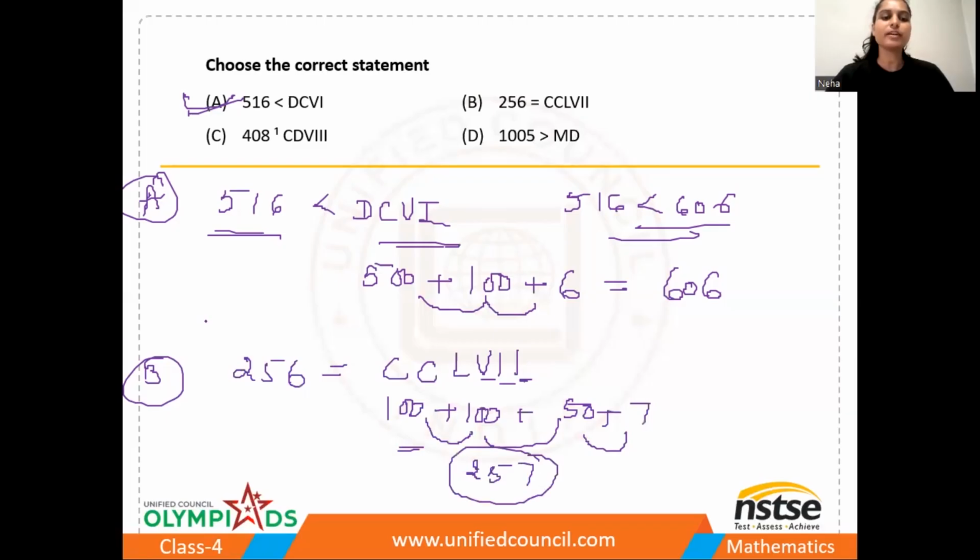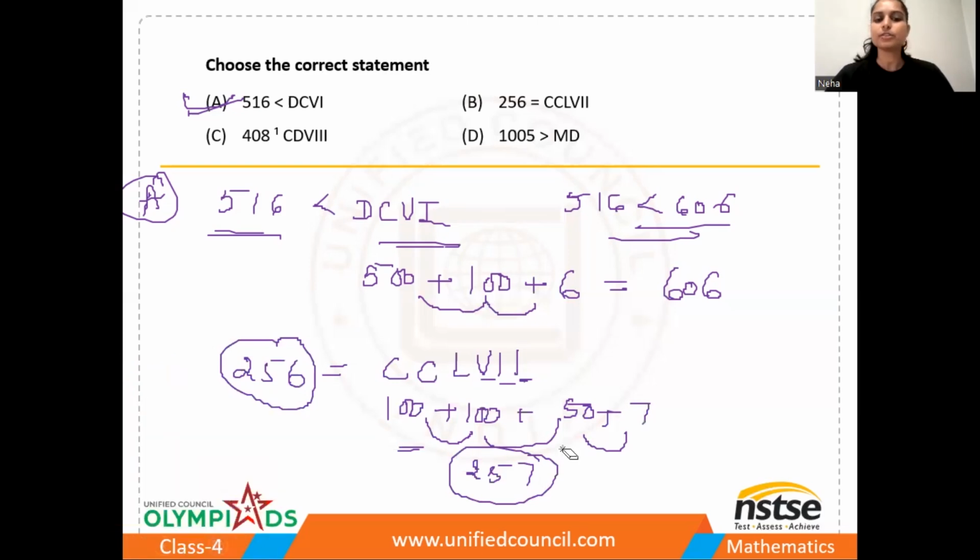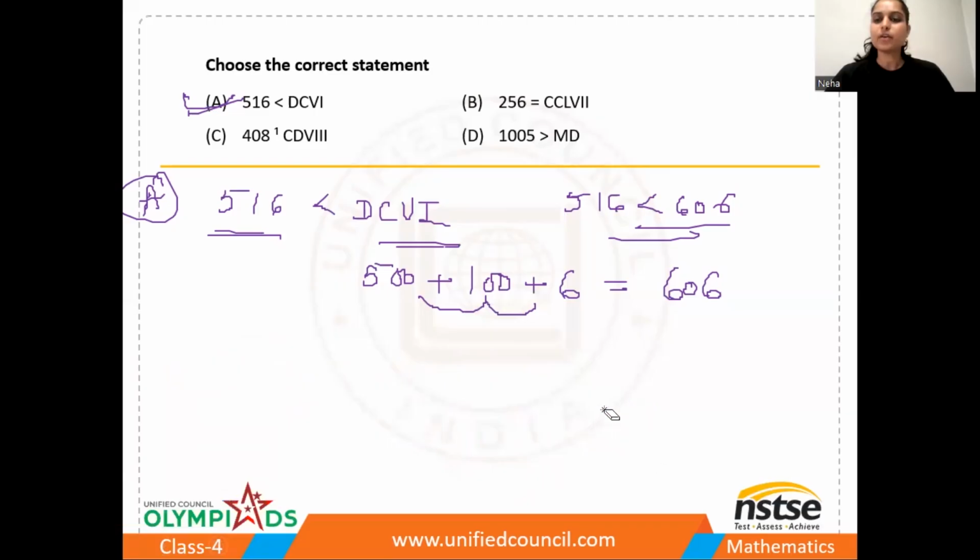So this is 257 and this is 256. They are not equal. Correct? So I can say that option D is not right. Perfect. Now let me check the next one.